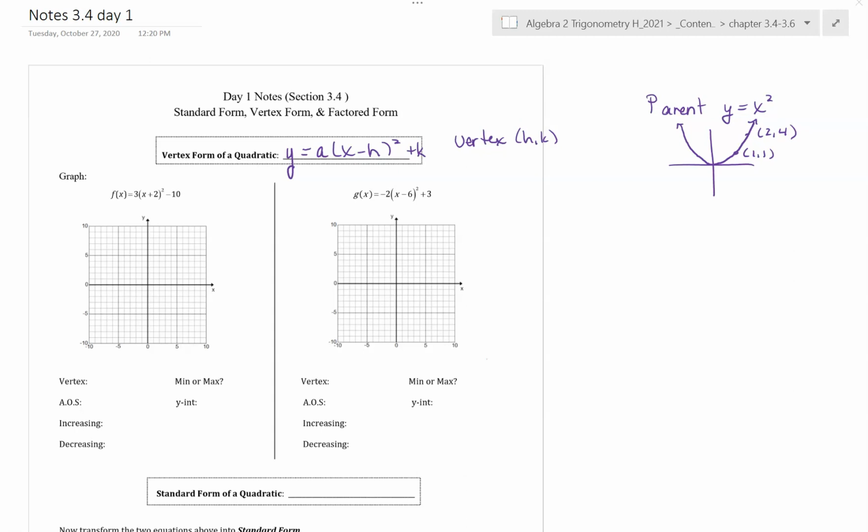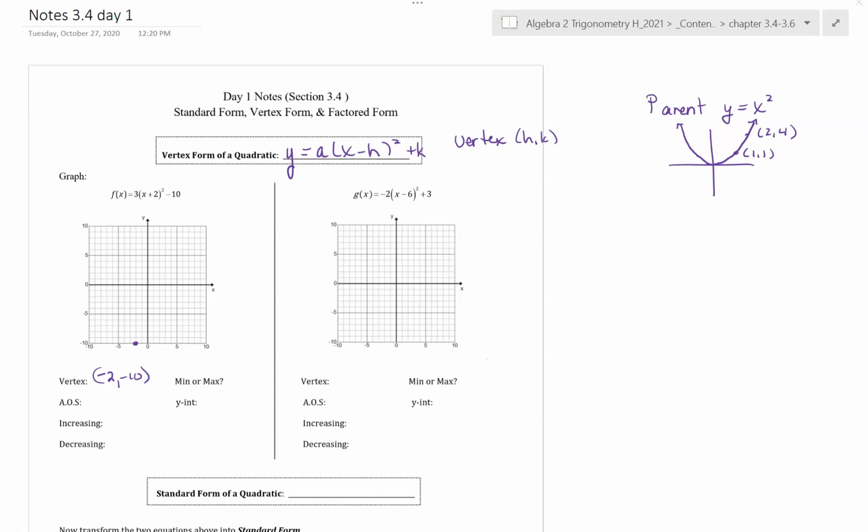We have y equals 3 times the quantity x plus 2 squared minus 10. So we could go ahead and write the vertex down. It would be negative 2 comma negative 10, because again we moved left 2 and down 10. And then you might want to think about what this parabola looks like. So again, we have negative 2 and 10. Notice the a is 3, so again that's a vertical stretch by a factor of 3.